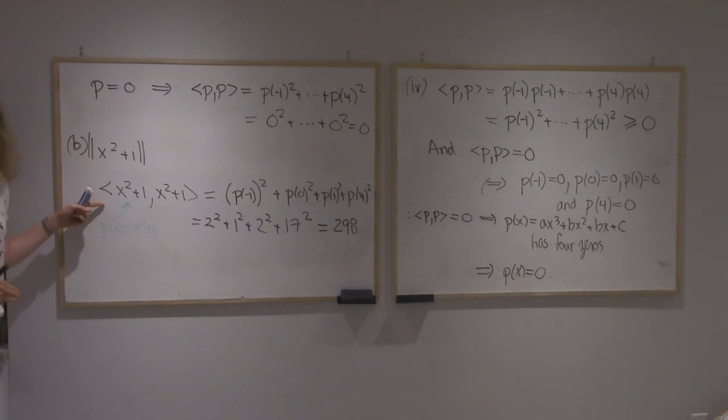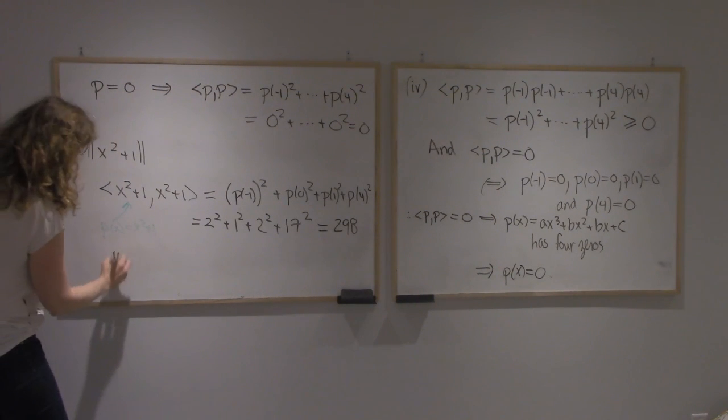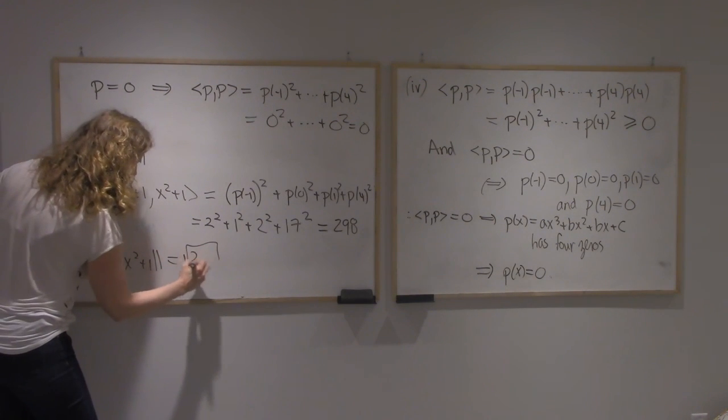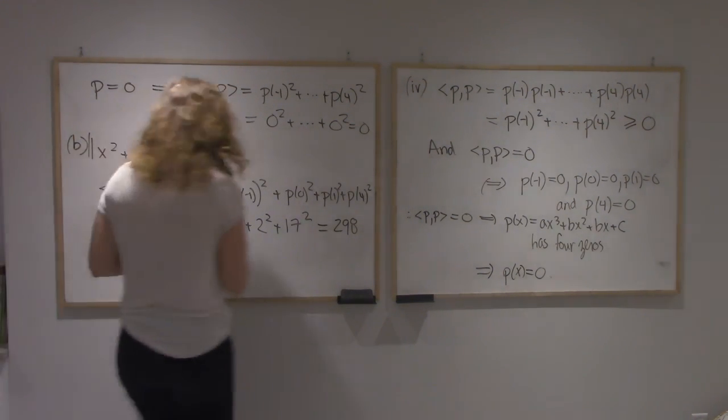Alright, so this inner product is the square of the norm, so if I want the norm itself, I just take the square root, and that will be the length.